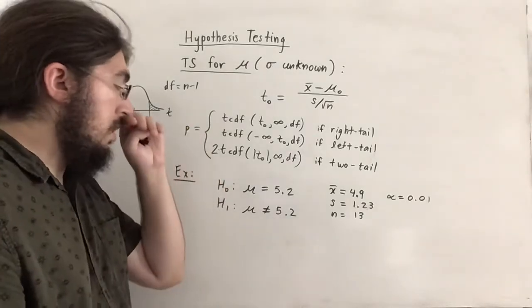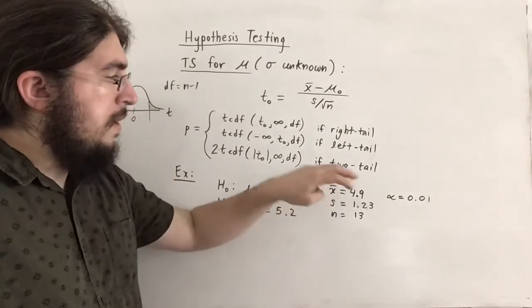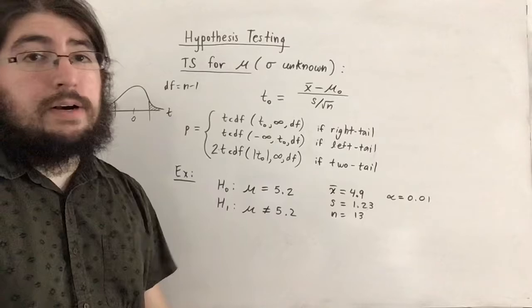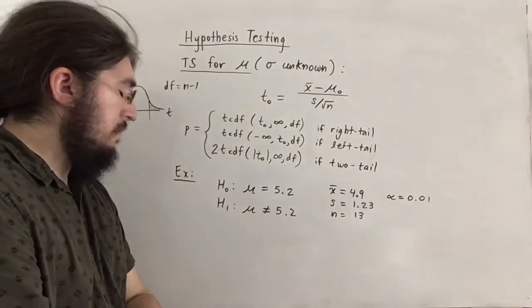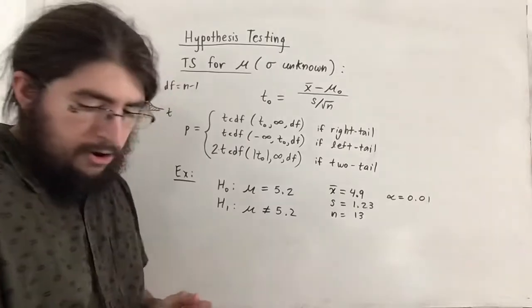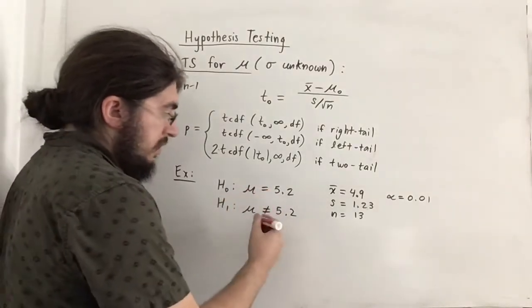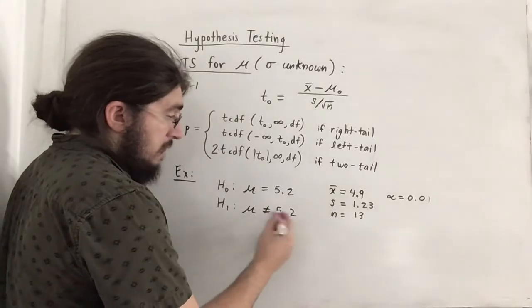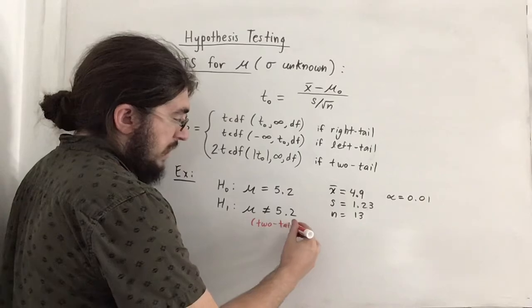So now for this example, this is kind of like the quick example we saw previously where sigma was known. We're given our null hypothesis, our alternative hypothesis, x bar, s, n, and our level of significance, alpha, which is 0.01 in this case. Here our null hypothesis says that the mean is 5.2. Our alternative hypothesis says that it's not equal to 5.2, which is a two-tail test, which we haven't seen yet. Good.